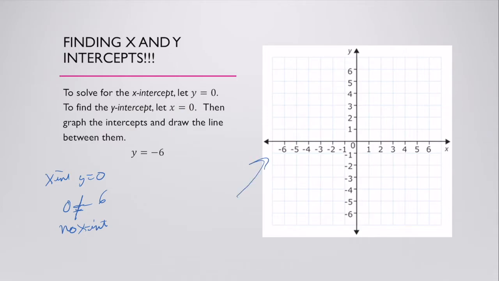But I know it's going to have a y-intercept, so I find the y-intercept by letting x equals 0. Well, luckily for us, there is no x. We get y equals negative 6. So when x is 0, y is negative 6.